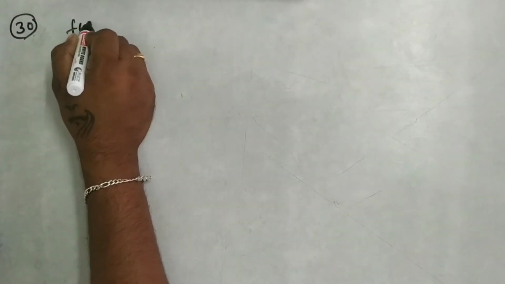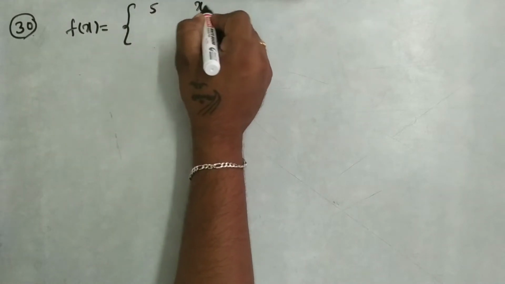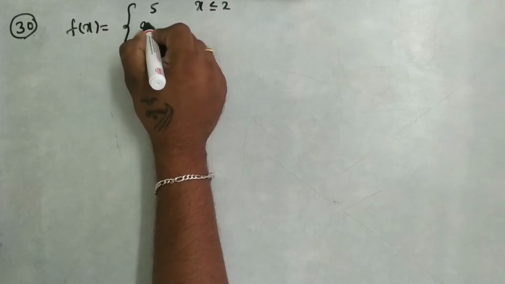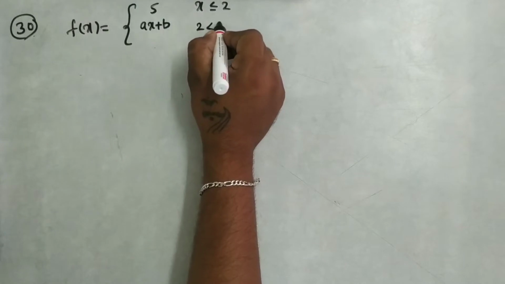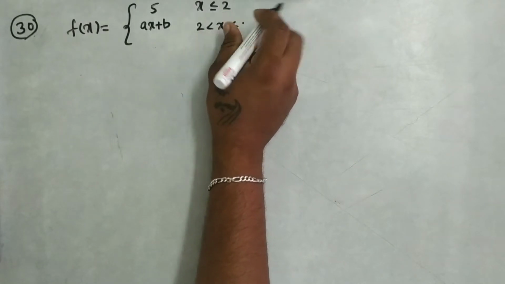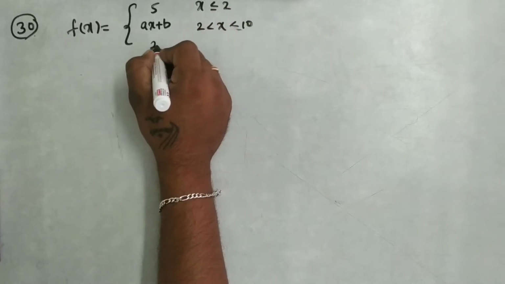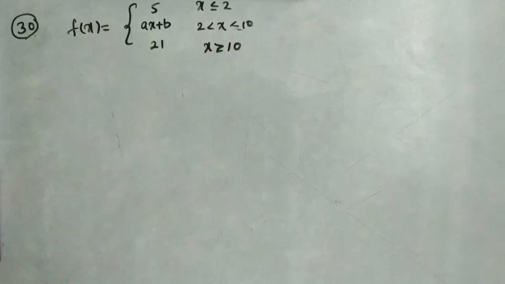f of x is equal to 5 where x is less than or equal to 2. If x is less than or equal to 2, f of x equals 5. Then ax plus b, where x is greater than 2 and less than 10. Then the value is 21 if x is greater than or equal to 10. Clear? So it is given that the function is continuous, and we are going to find the value of a and b.